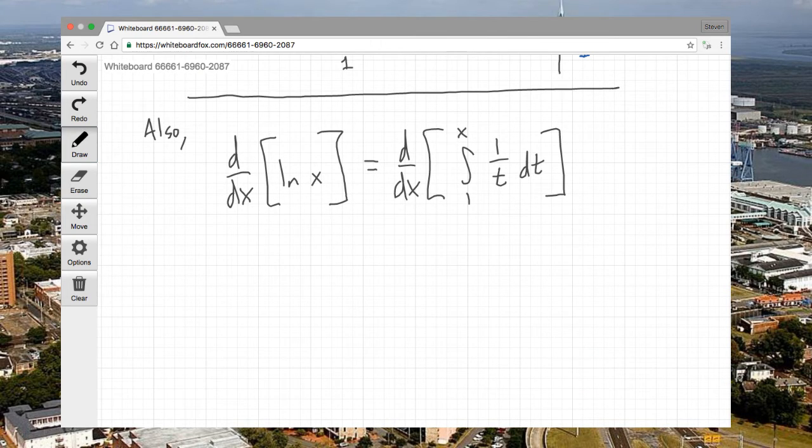And, well, if we're going to take the derivative of an integral, that's what the fundamental theorem of calculus tells us, is that derivatives and integrals basically cancel each other out. Now, what does that mean for us? Well, we've got this x. We're going to plug that x in for t. That's the fundamental theorem of calculus. And so we end up with 1 over x, which is what we'd expect, but it's good to prove that rigorously.